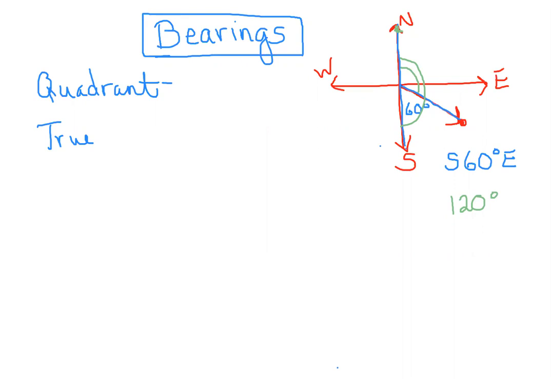The true bearing is 120. And it says true bearings are written with 3 digits. So if the true bearing is less than 3 digits, you would put a 0 in front, like they say there. 15 degrees would be 0, 1, 5. Okay, so let's look at some examples.